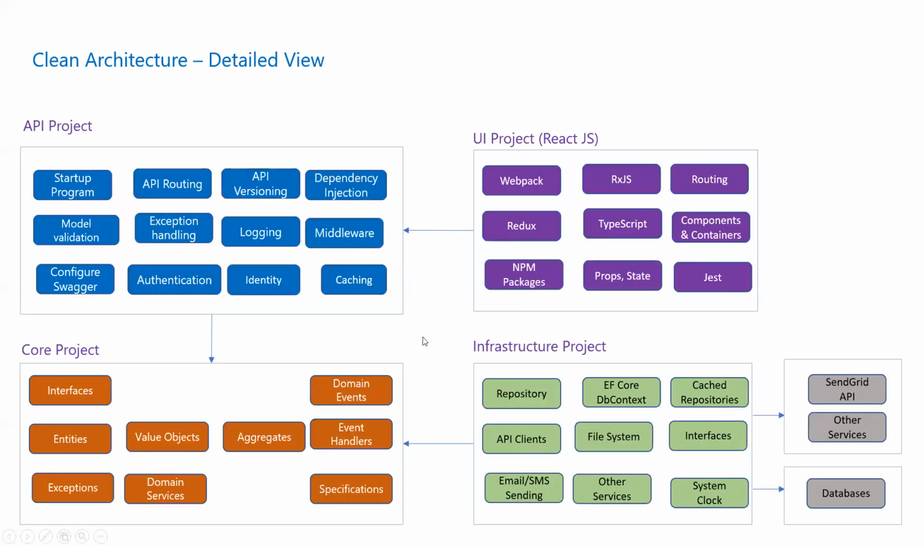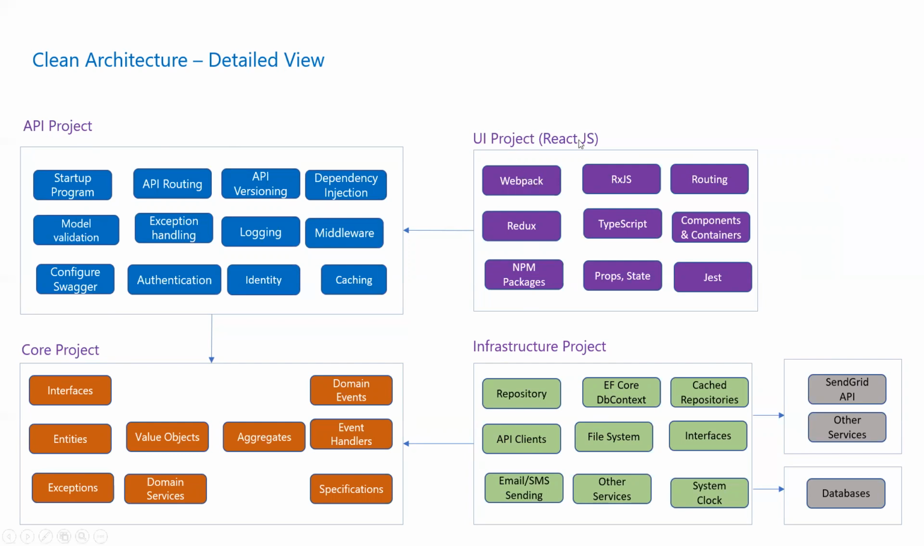Now moving on to the detailed view. For each project, I have laid down the UI project calling the API. API has the reference of the .NET core project, and the infrastructure project will also have the reference of the core project. Now let's see what components each layer contains.